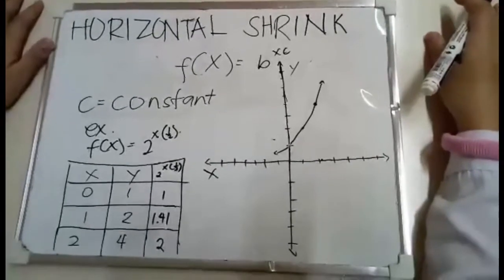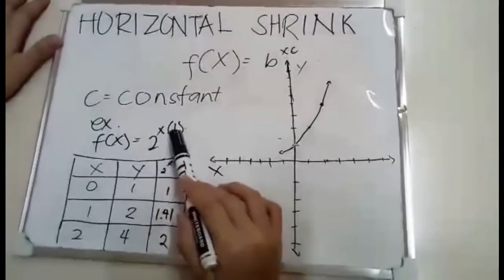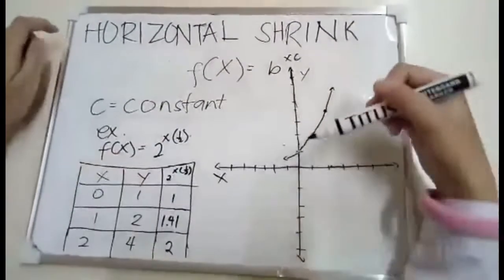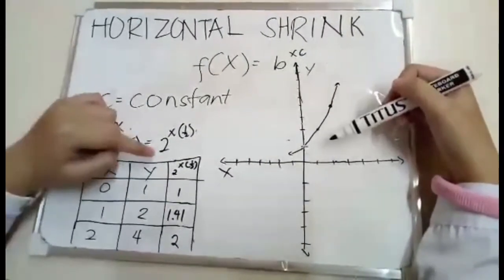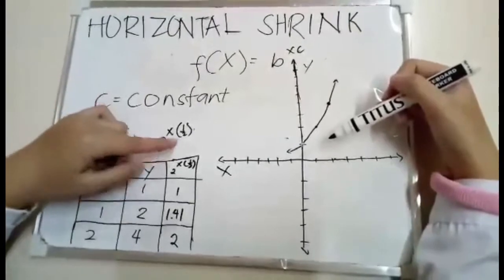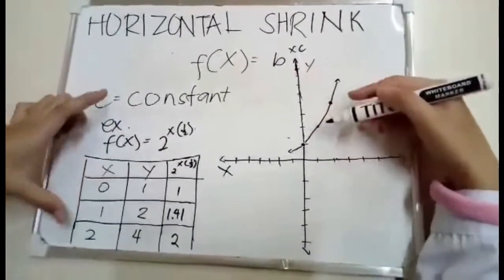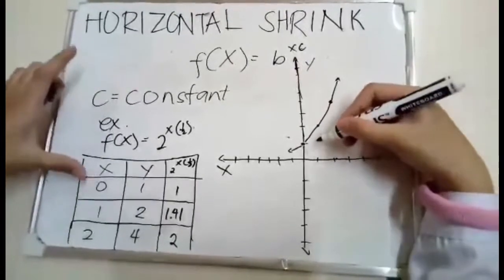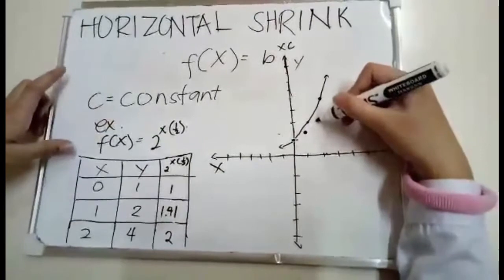And now for the horizontal shrinking. Let our first example be 2 raised to x times 1/2. So the values of x and y I have already plotted. Now let's proceed to the values of x and 2 raised to x times 1/2. First 0 and 1. Next 1 and 1.41. And last 2 and 2.